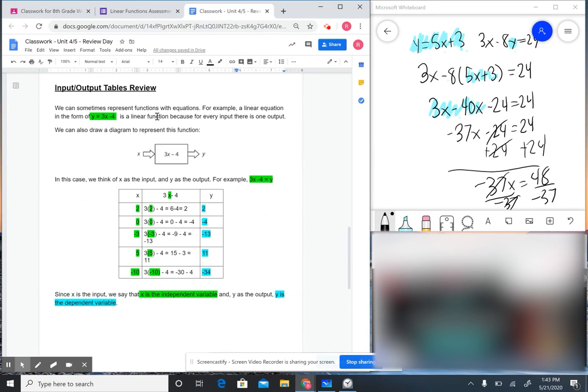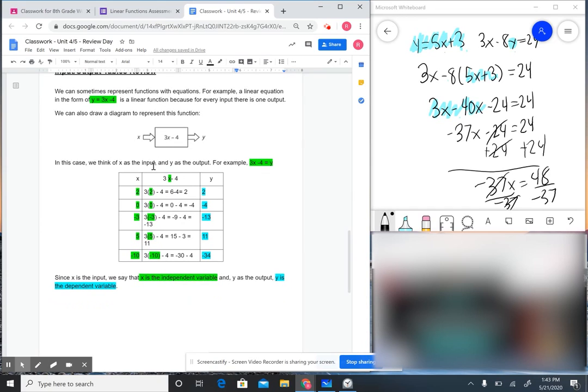We can sometimes represent functions with equations. For example, a linear equation in the form y equals 3x plus 4 is a linear equation because for every input, there's one output. We can also draw a diagram to represent this function. So in goes the x into the function, then you multiply by 3 and subtract 4, and out goes the y, right? So we can think of x as the input and y as the output. For example, 3x minus 4 equals y. And you can see I worked out all the different, if x is 2, then y is 2. If x is 0, then y is negative 4, based on this rule of multiply by 3 and subtract 4.